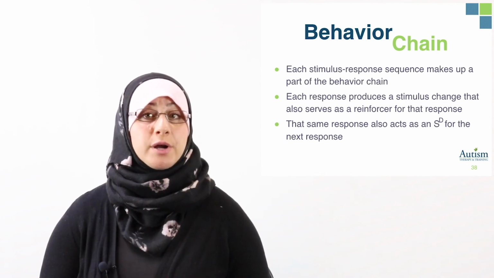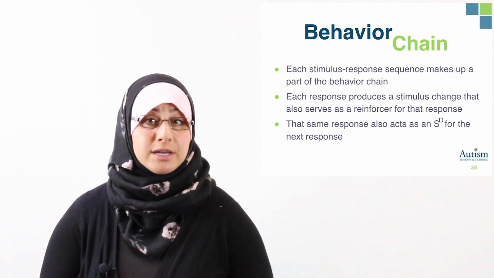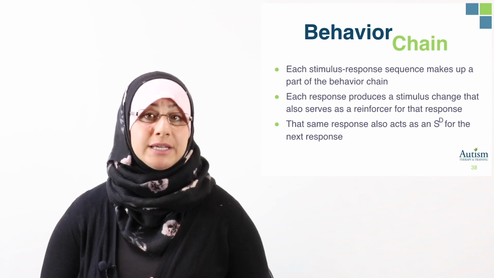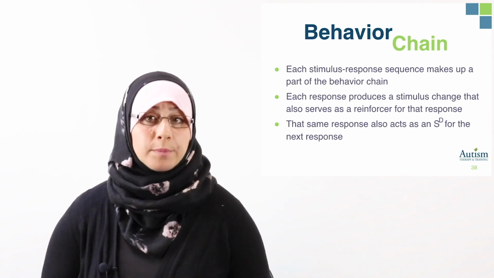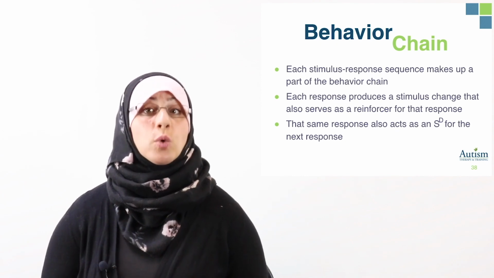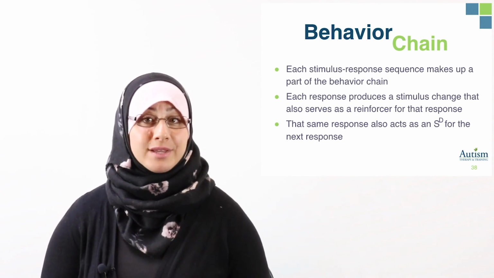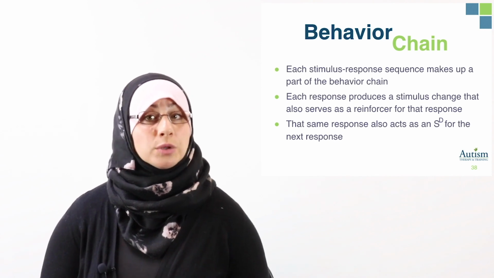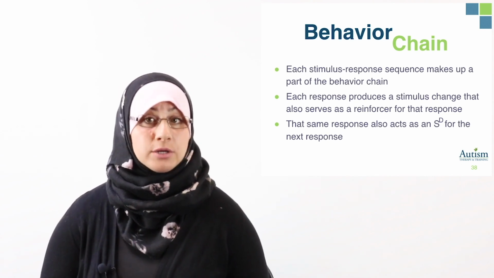Each stimulus response sequence makes up a part of the behavior chain. Seeing the TV and getting the remote control is one part of the behavior chain. There are other stimulus response chains within the behavior chain. The remote control in hand will lead to pushing the power button on the remote.